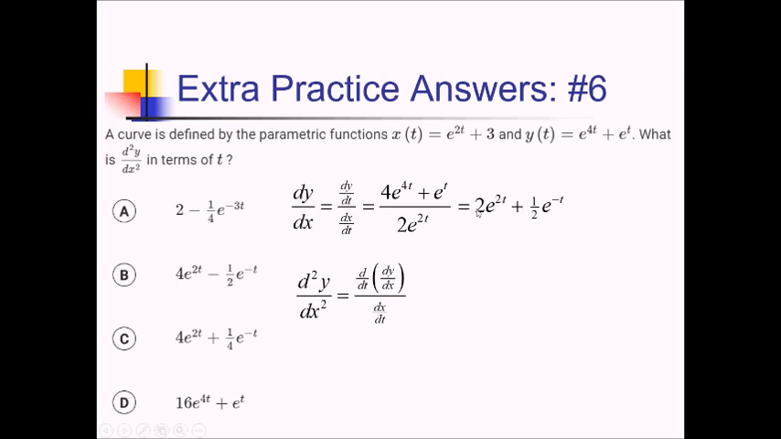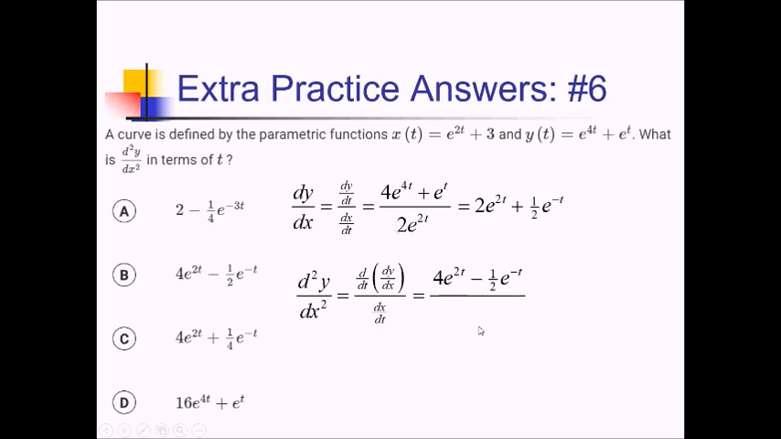This is going to be 4e to the 4t plus, well, actually minus 1/2 e to the negative t. So a lot of chain rule going on with these exponential functions. And down below we just have dx over dt again. So just 2e to the 2t.